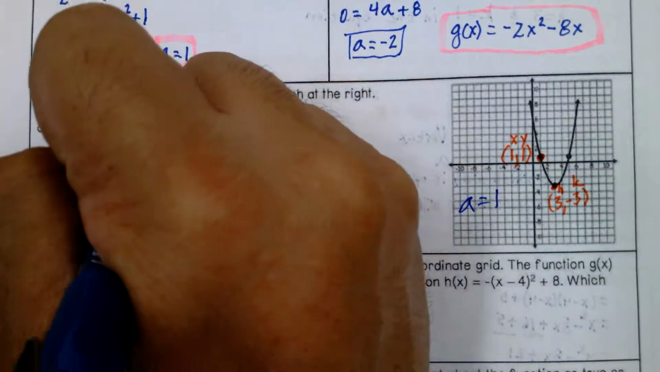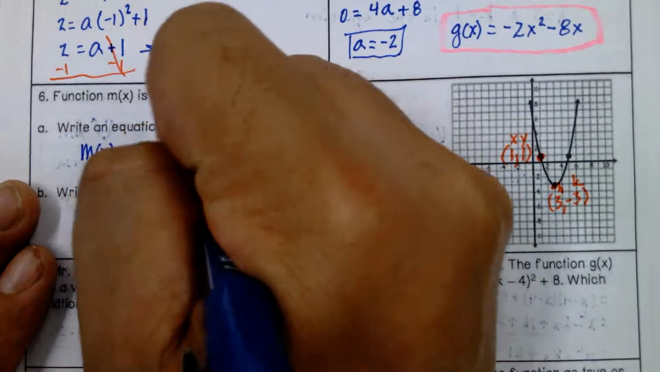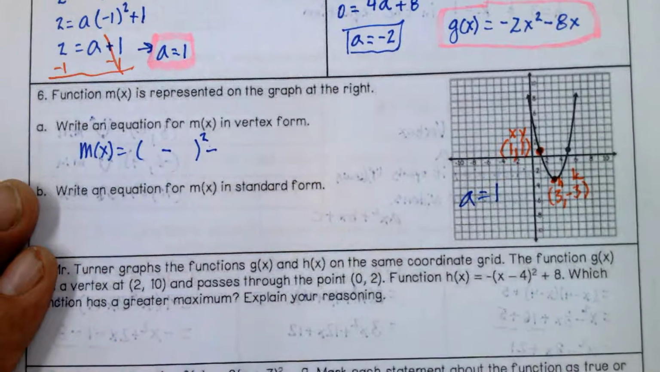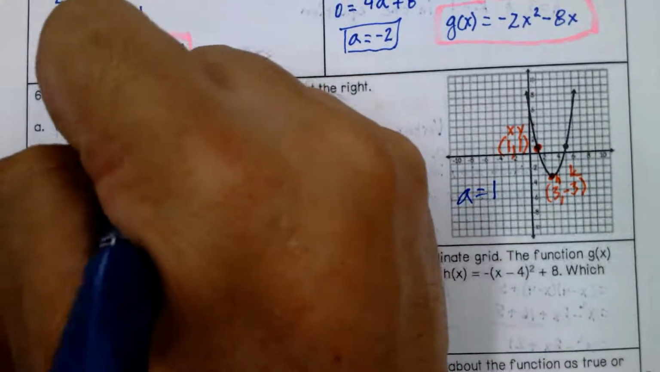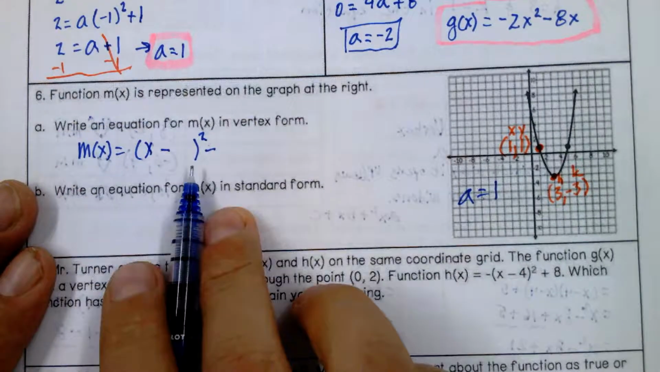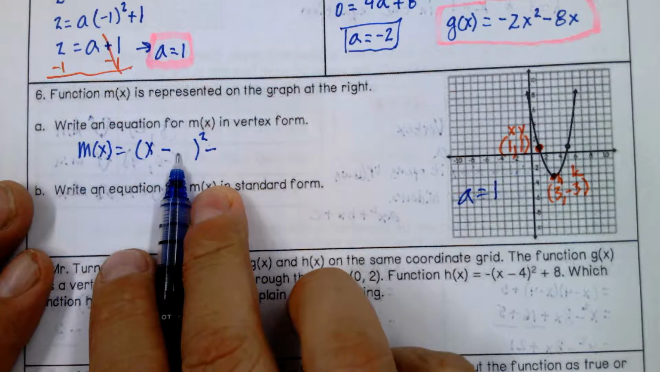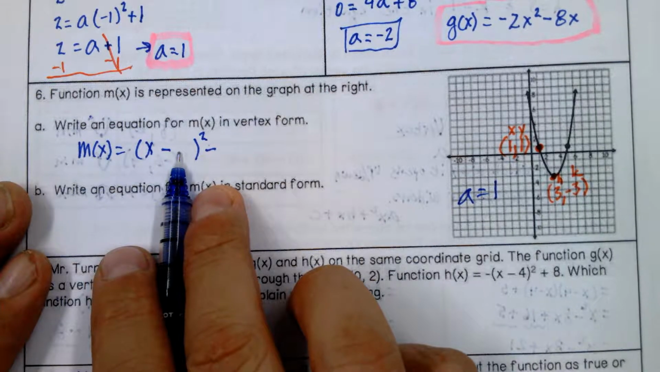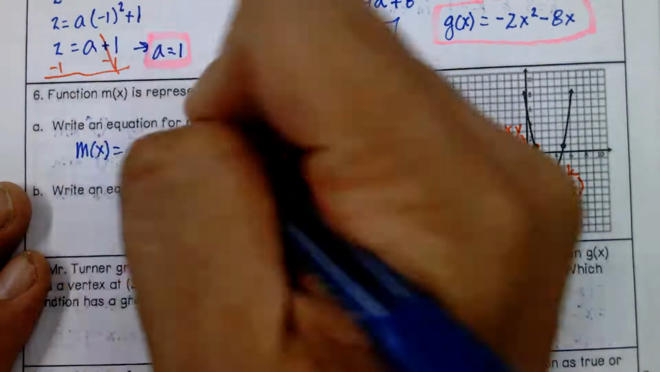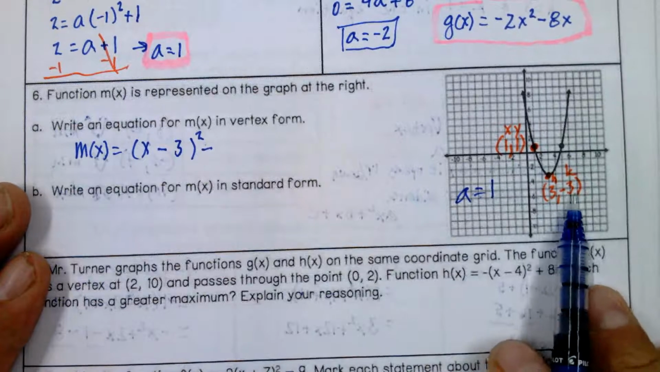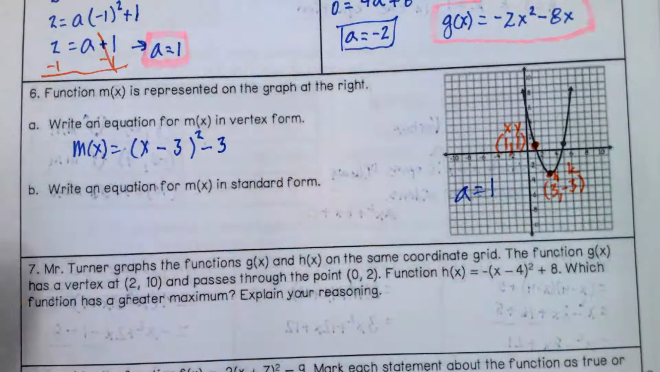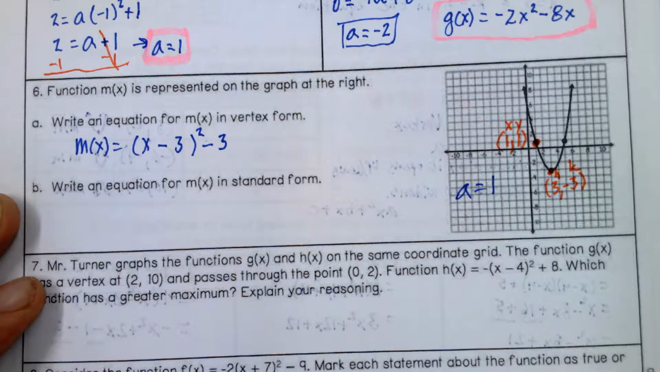So this would be x minus, what number would go here? Which number would go here? 3. And then since the k value is negative 3, it's minus 3. Okay? So there it is. So that would be this.